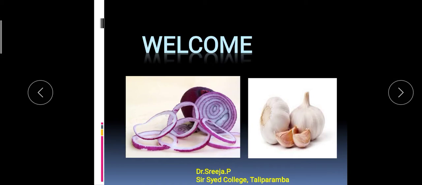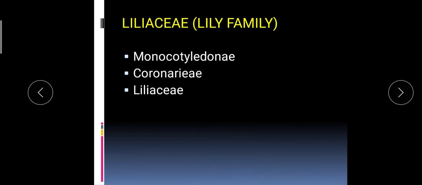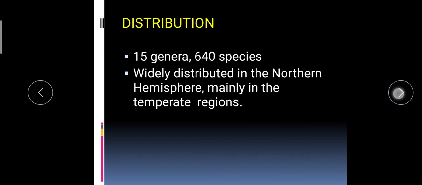So today we can move on to the last family of monocotyledons, that is Liliaceae. Liliaceae is commonly known as the lily family. Its systematic position is monocotyledonae, series Coronariae, family Liliaceae. This is a very common family, and the plants are also very common to you.